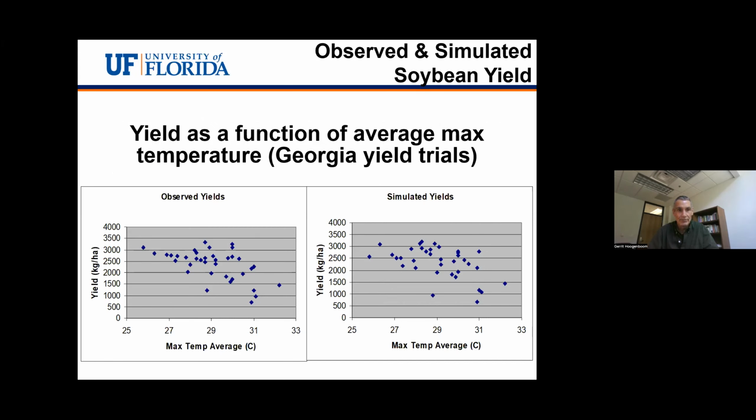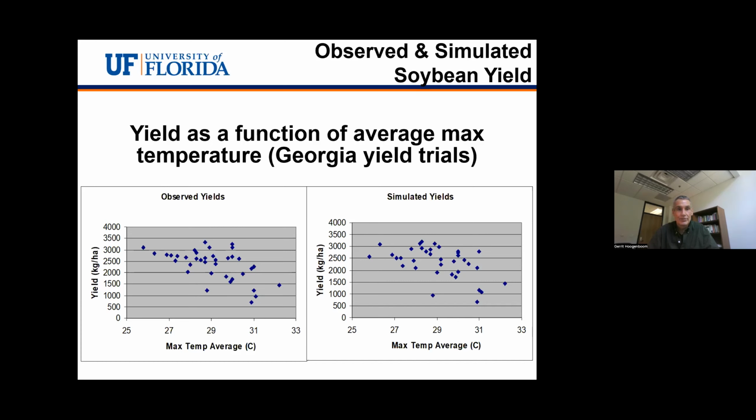So here on the x-axis, we have the maximum average temperature. We can actually see that for the state of Georgia, the higher the maximum temperature, the lower the yield. So soybean is not necessarily liking the high temperature in this particular state. With again on the left part the observed yield data, and on the right we see the simulated data as well. So again, the model does do a very good job in predicting these responses.